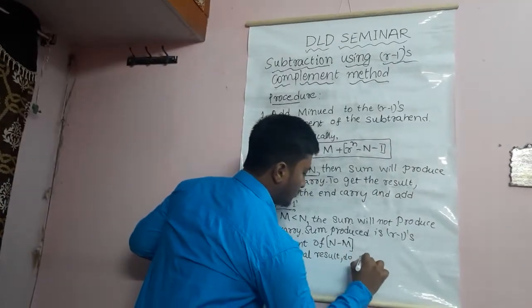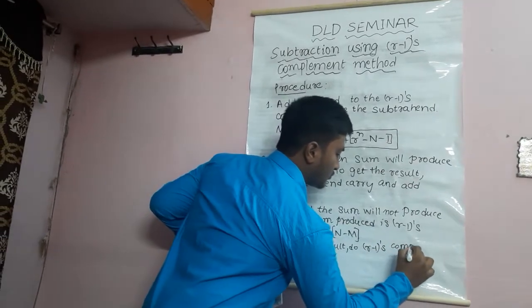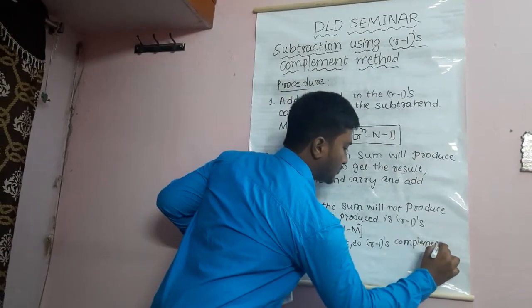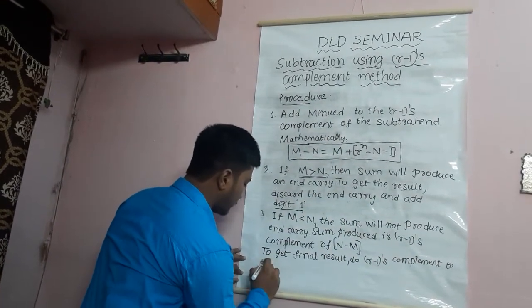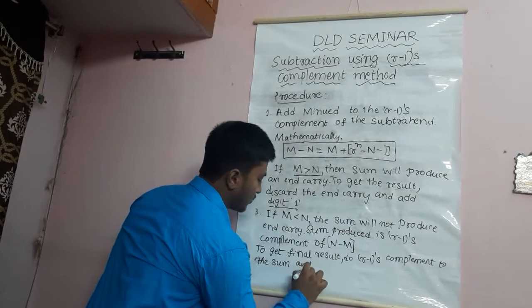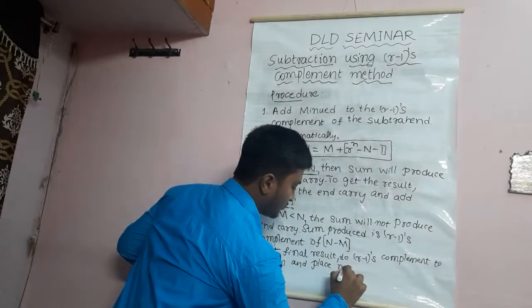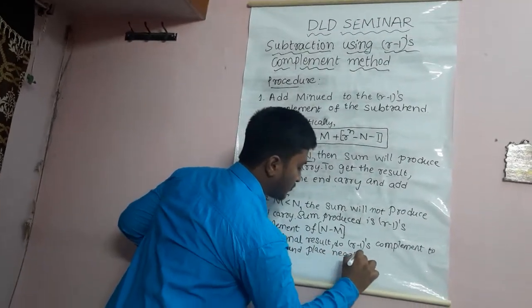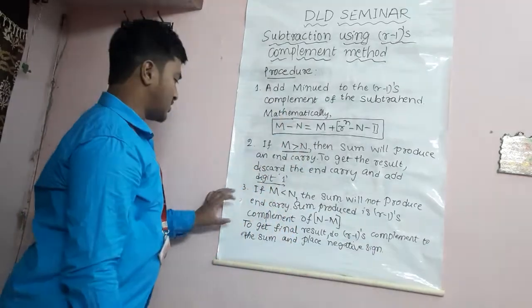Do r-1's complement to the sum and place a negative sign before it. So this is the third step.